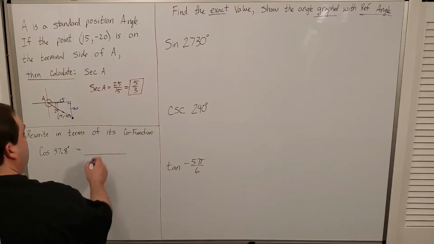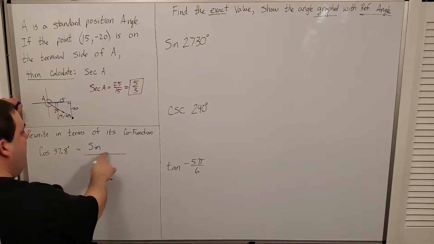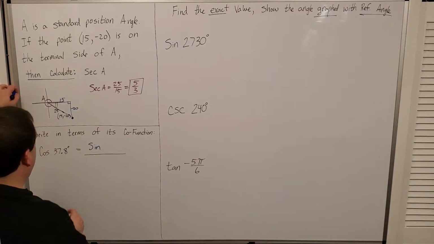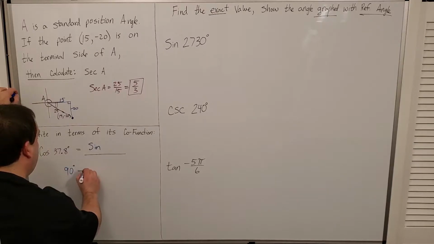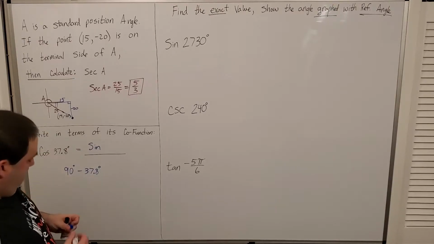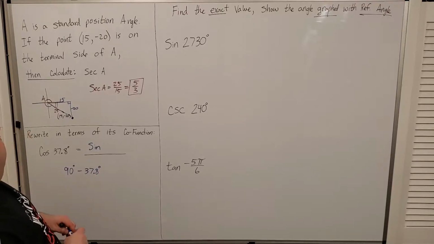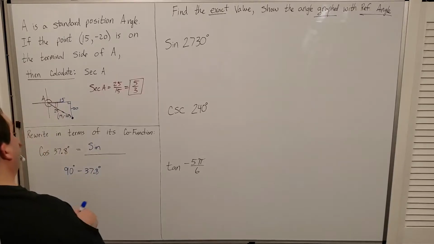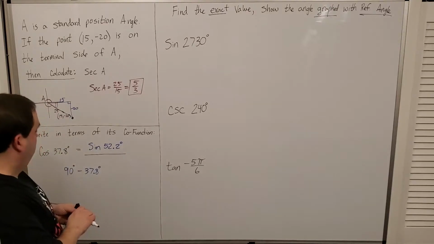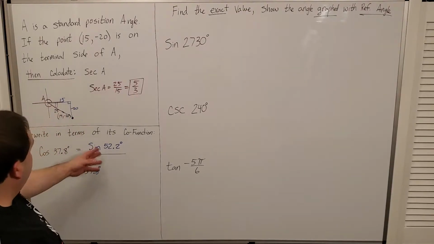Co-function of cosine is sine. And then the angle here can't be the same. It would be the complementary angle, right? So then if I were to do 90 degrees minus 37.8 degrees, right? 90 minus 40 would be 50, and then that would be 2 and 2, right? So 52.2 degrees. Right? And that's the answer for that one.